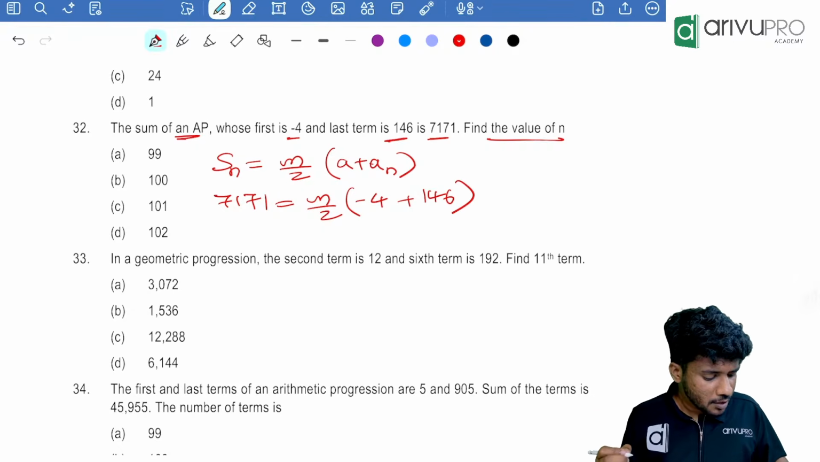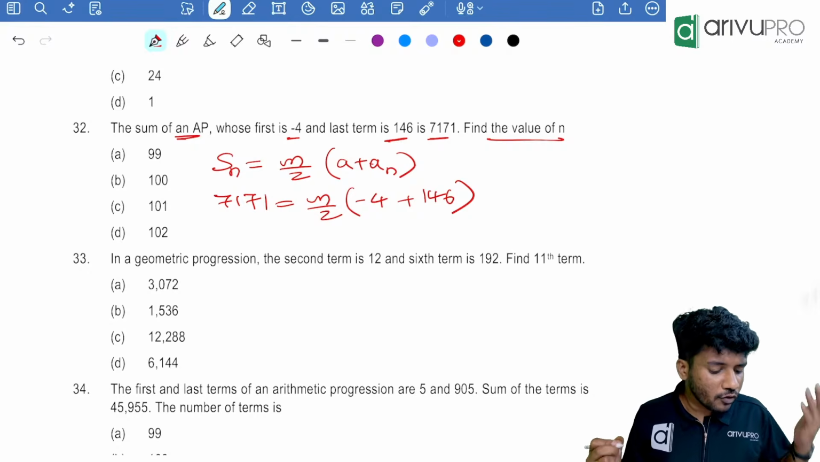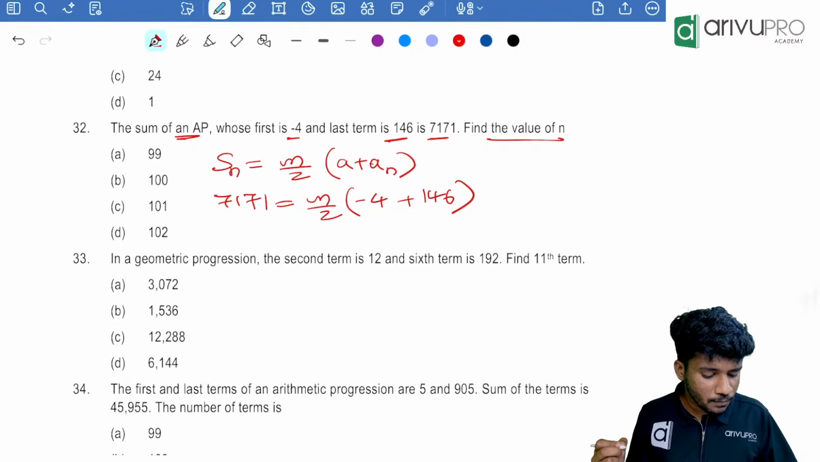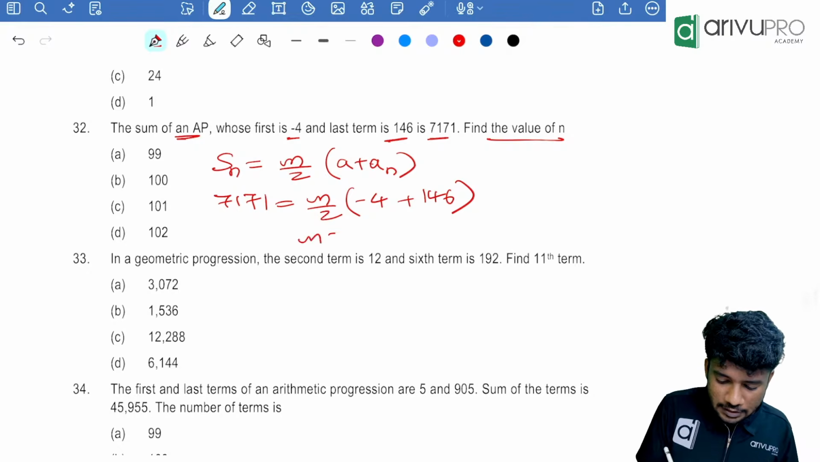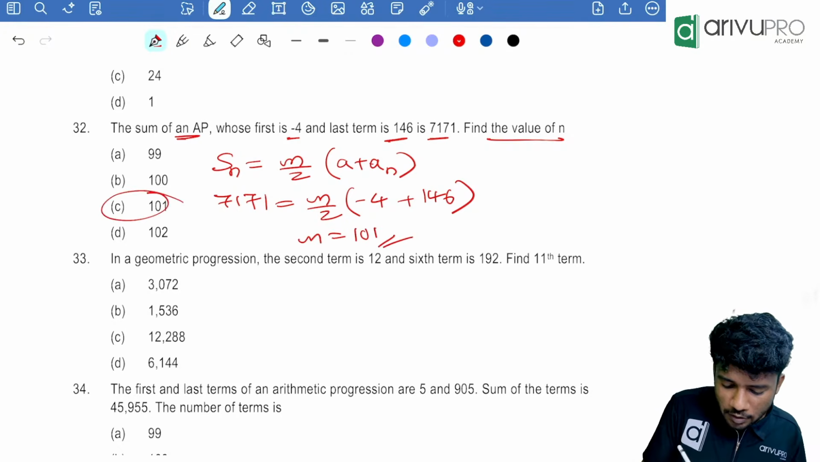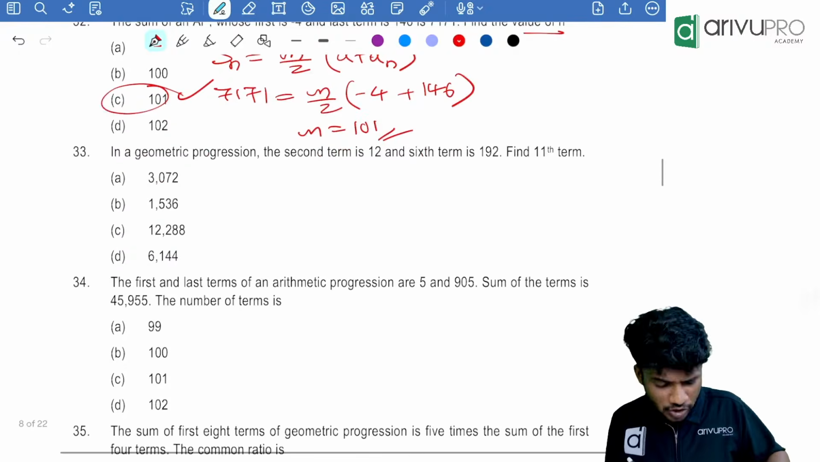Now take your calculator, just do it for me. This is nothing but 146 minus 4 is how much now? That is nothing but 142. Then divided by 2. Then click divide equal to multiplied with 7171, which is equal to how much, people? Are you getting it as n is equal to 101? Option C is your answer. Direct question. Next one.